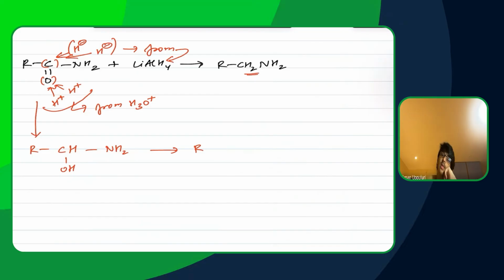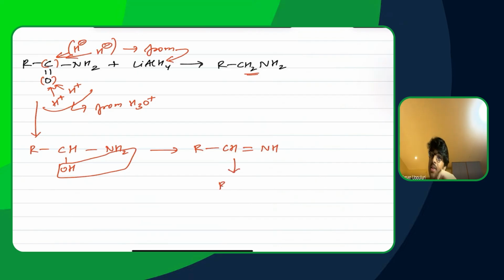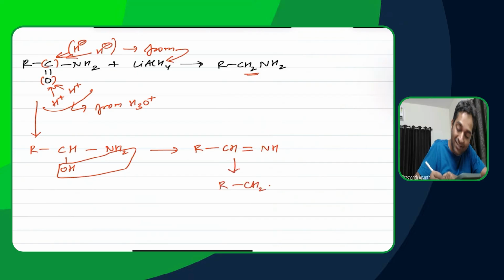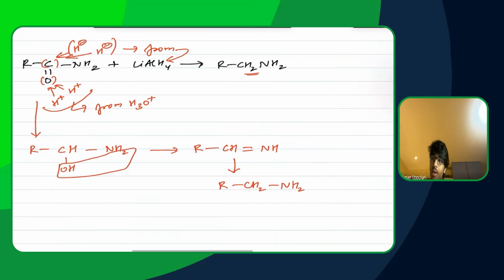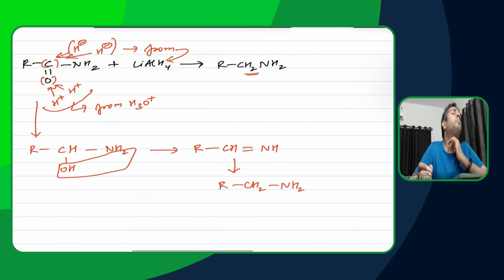It'll get weird. Why can't we just add another H plus and then that leaves as H2O? Why can't we react with H3O plus? Then we get an OH2 plus, right? And then we get a carbocation. Stop.